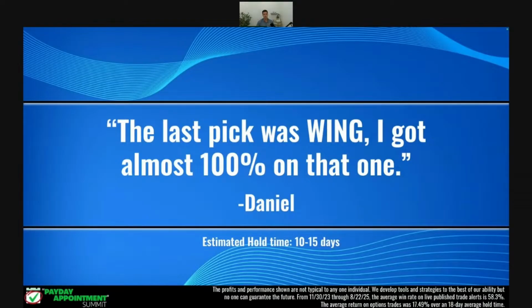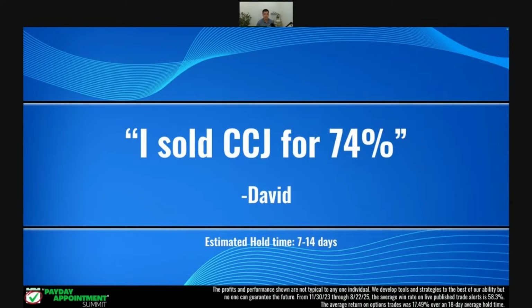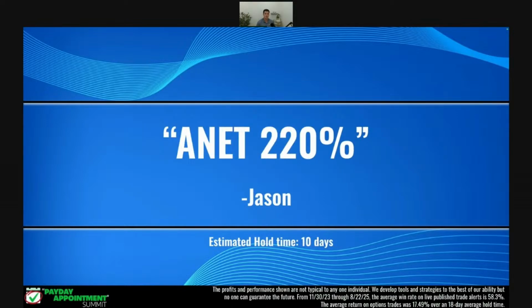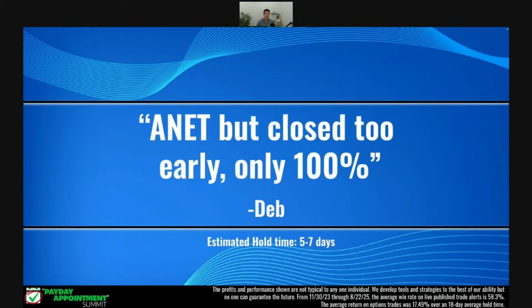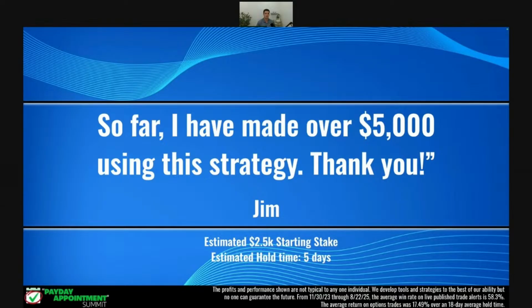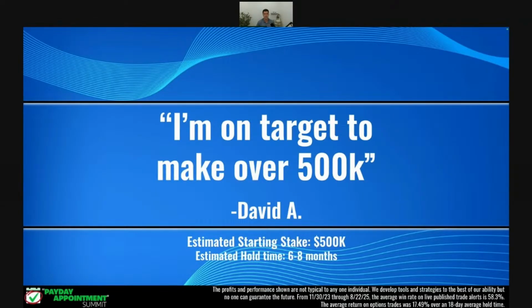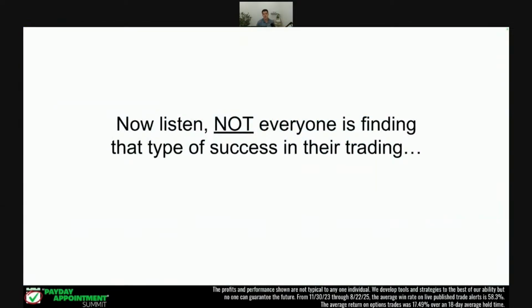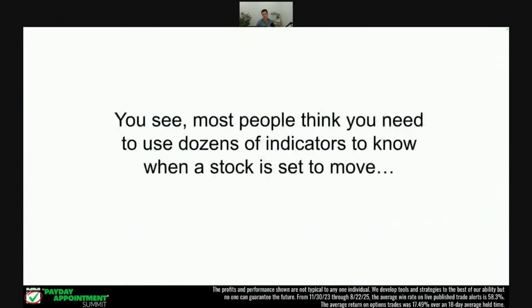Daniel here, last pick was on Wing. That's Wingstop. Got almost 100% on that one. David, CCJ for 74%. Jason took an ANET trade, seasonal pick, 220%. Dad, ANET closed a little early, only got a 100% return. Jim so far made over $5,000 using this strategy. Thank you. David A is on target to make a huge return. This was last year.